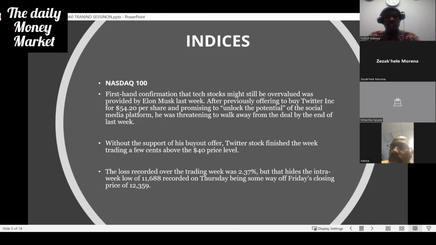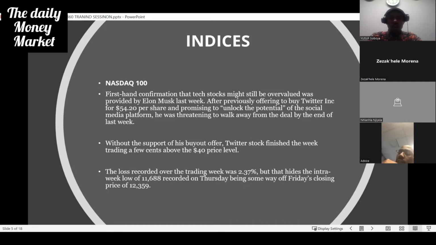After previously offering to buy Twitter Inc. for $54.20 per share, and also promising to unlock the potential of the social media platform, he was threatening to walk away from the deal by the end of last week, and eventually he got the deal. He's actually one of the guys owning Twitter at this time. So without the support of the buyout offer, the Twitter stock finished the week trading a few cents above $40 per share. If you're a person who trades stocks in the stock market, you could have seen Twitter rising up to the $40 per share level.